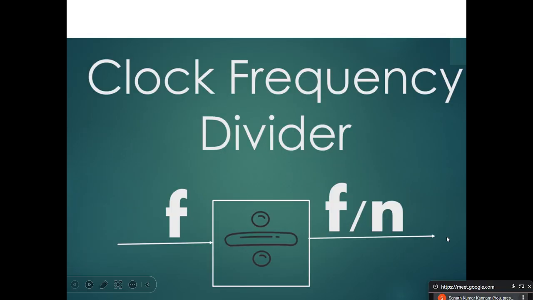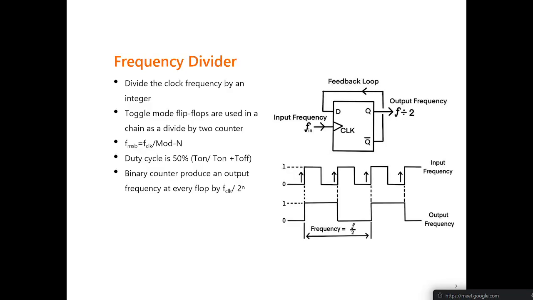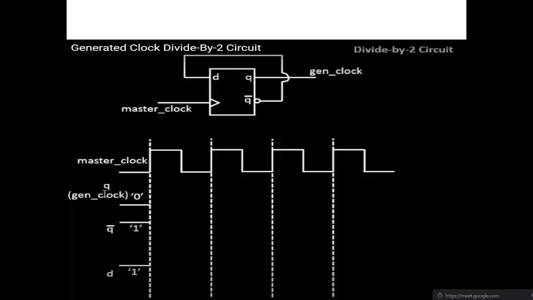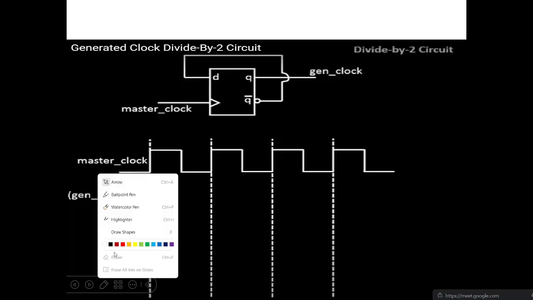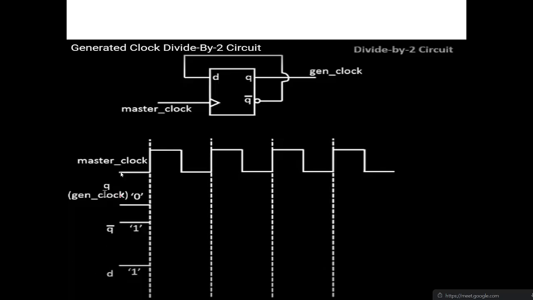Today we'll start with clock divider circuits. That is the F by N clock divider circuit. Mostly, if you see this, this is a frequency divider by two, F by two. So how will it work as F by two?